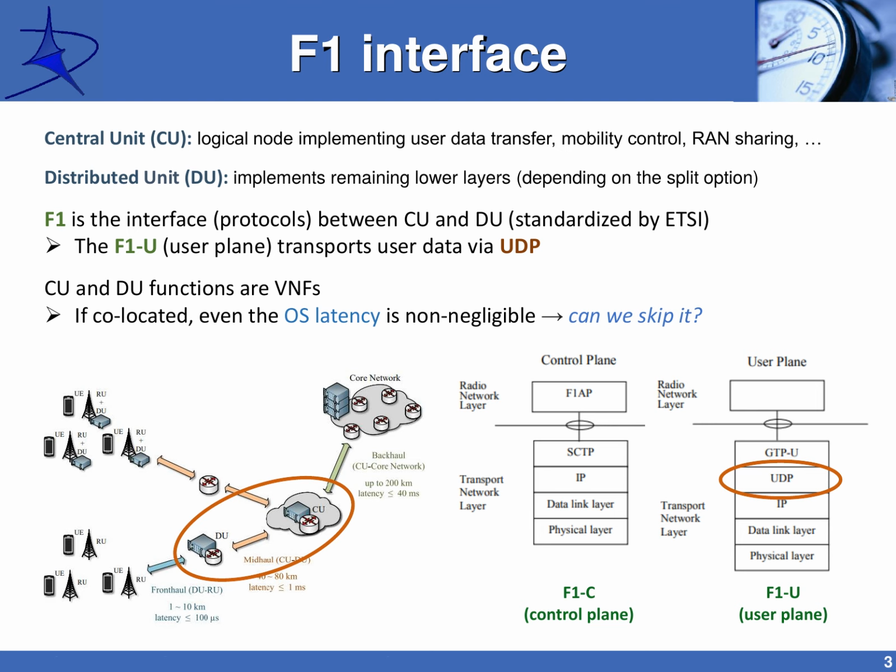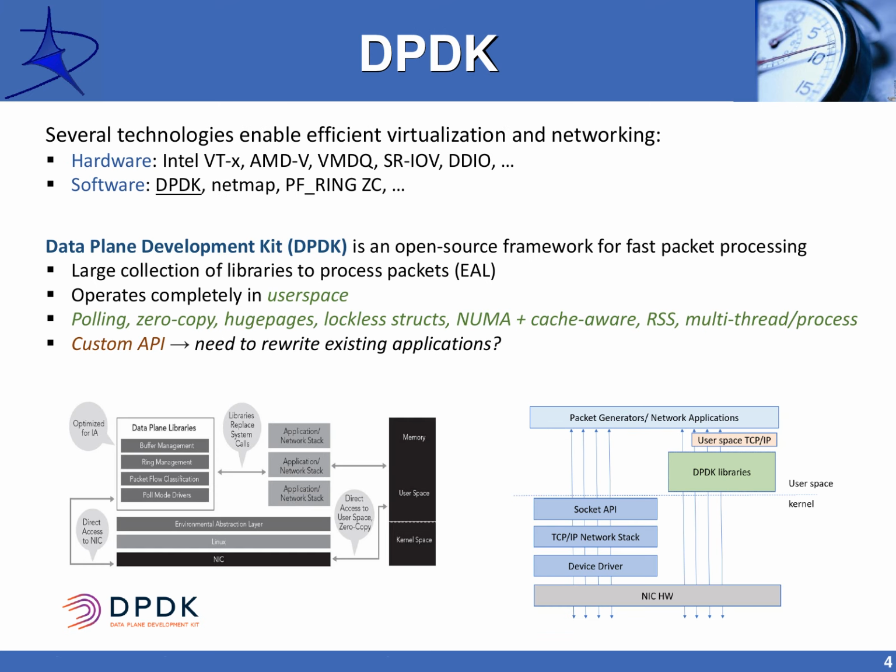Looking at the big picture, one should not forget that CU and DU functions are typically realized as virtual network functions, and in some ultra-low latency scenarios, the CU and the DU are deployed in the same location. In such a short-range communication, even the operating system can become a bottleneck and contribute to a non-negligible fraction of the overall latency. Well, in our paper, we do indeed investigate alternative approaches for the intercommunication between these two units, approaches which completely bypass the kernel networking stack.